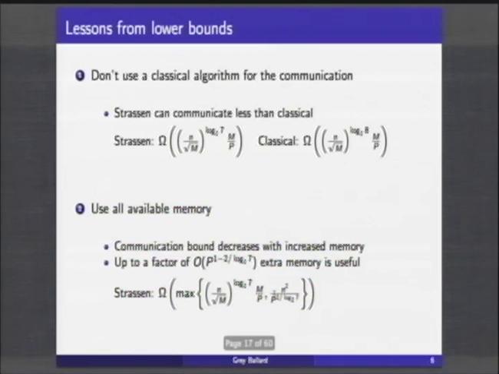The second lesson is that you want to try to use all the memory that is available. I've written the tightest lower bound, which was the max of the two expressions I showed you before.